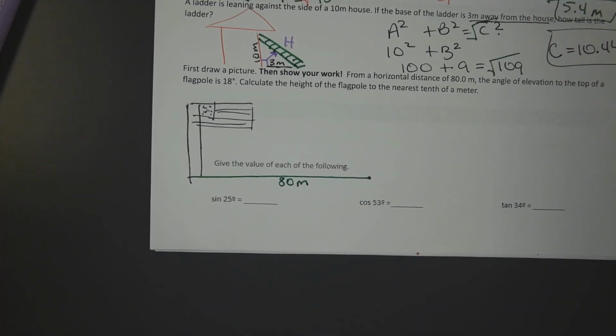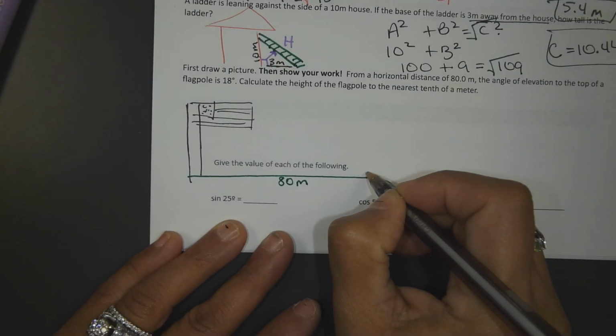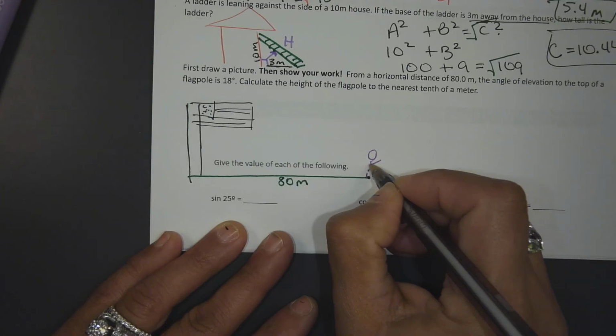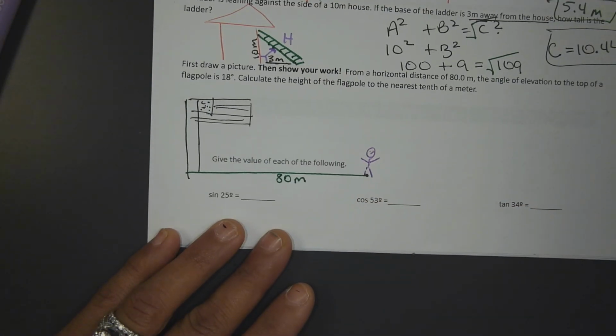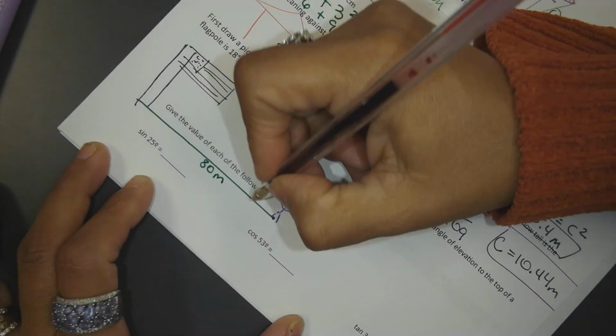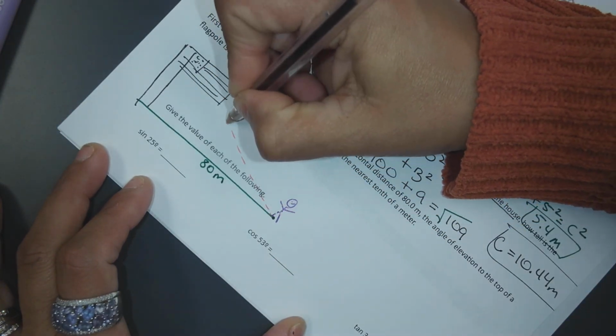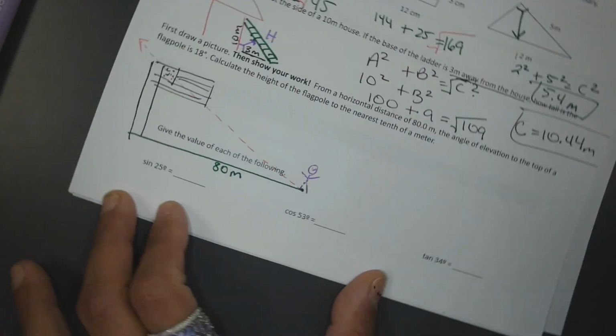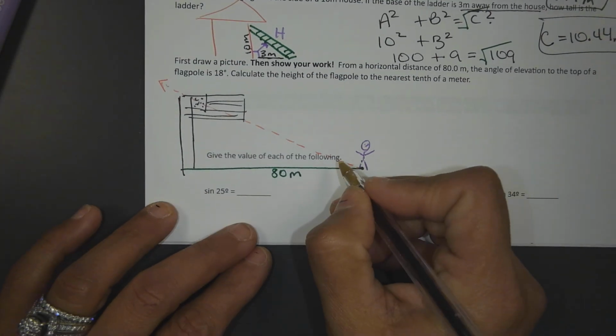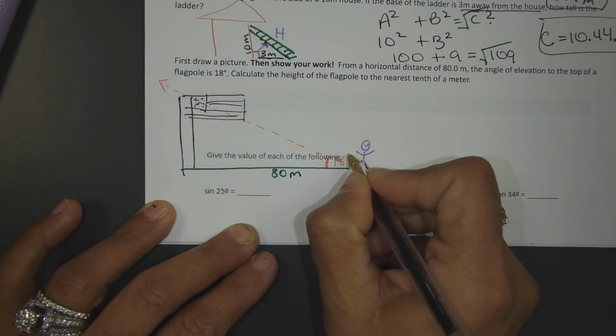I really like this question because hopefully you tried it, at least the drawing out. And this is what our math is going to look like. It says the angle of elevation to the top of the flagpole, meaning if you were standing over here, the angle of elevation to the top of the flagpole, oh, there goes my vector. This angle right here is 18 degrees.